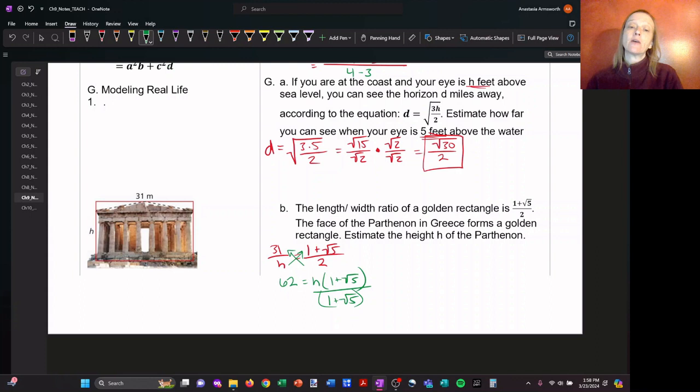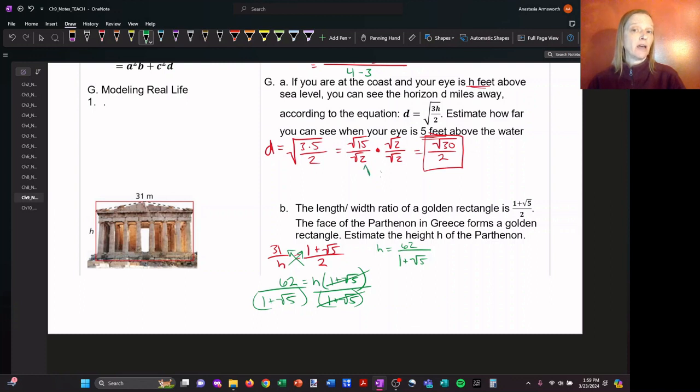But whatever I do to this side of the equation, I need to do to this side of the equation, 1 plus the square root of 5. And so this cancels out, and I'm left with h equals 62 divided by 1 plus the square root of 5. This is not in simplest form because I cannot have a radical in the denominator of a fraction. But this isn't a simple radical in the denominator that I can just multiply times the square root of 5 and get rid of it.